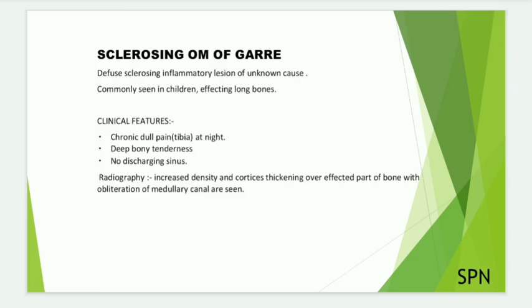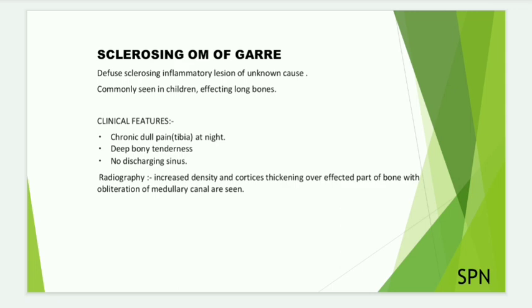Next, your sclerosing osteomyelitis of Garre. It is a diffuse sclerosing inflammatory lesion of your unknown cause. It is idiopathic and commonly seen in children and affecting your long bones. The clinical features are your chronic dull pain to the tibia at night time and deep bone tenderness, no discharging sinus. Radiographically, we can see the increased density and cortical thickening over the affected part of the long bone with some obliteration of the medullary canal.